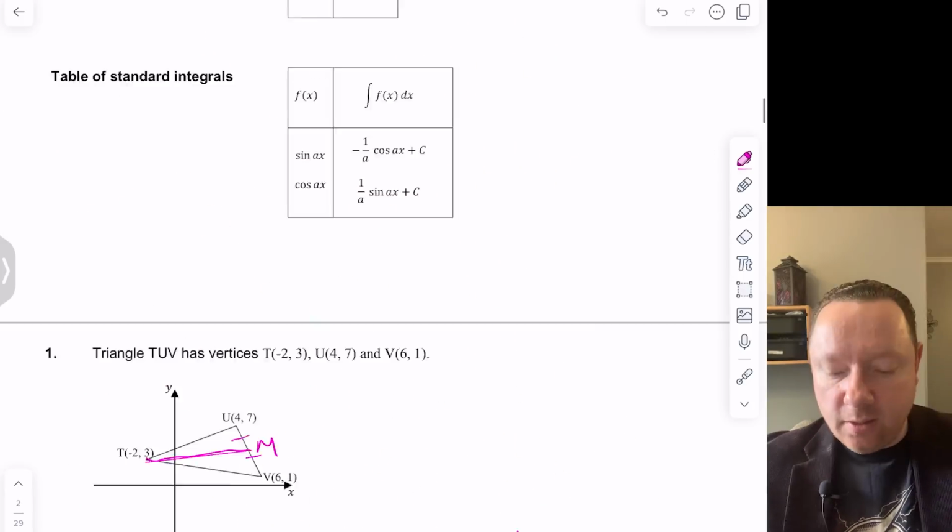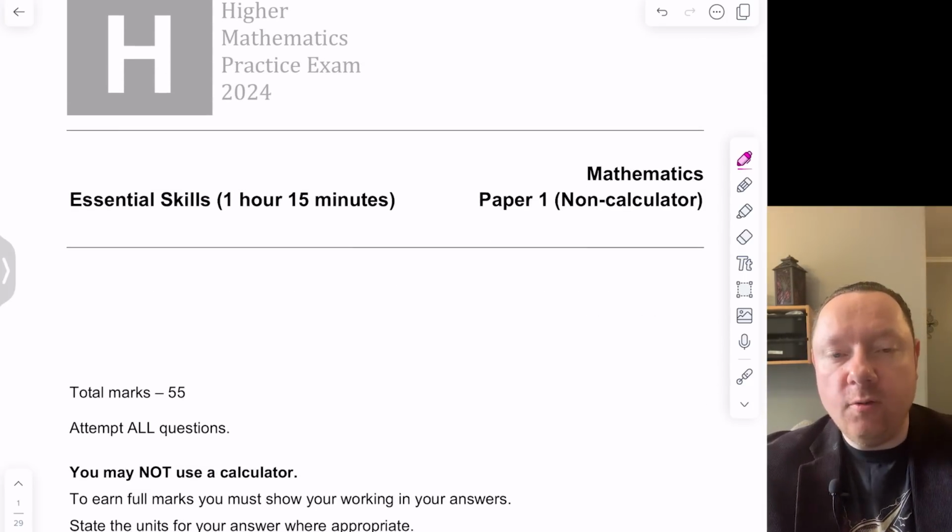So we're done there. This has been Clever Maths today. We went through the Higher Maths 2024 Paper 1 Essential Skills, courtesy of Mr. Rennie.